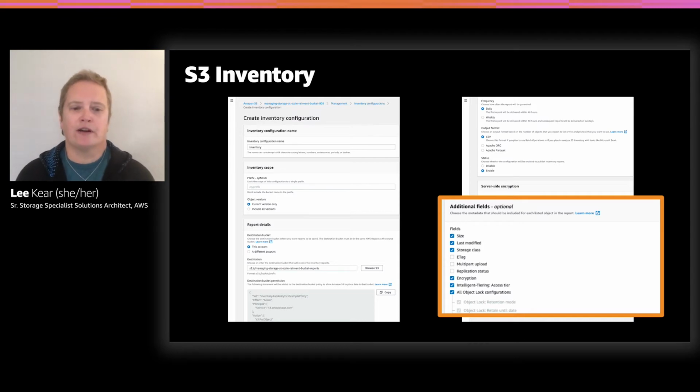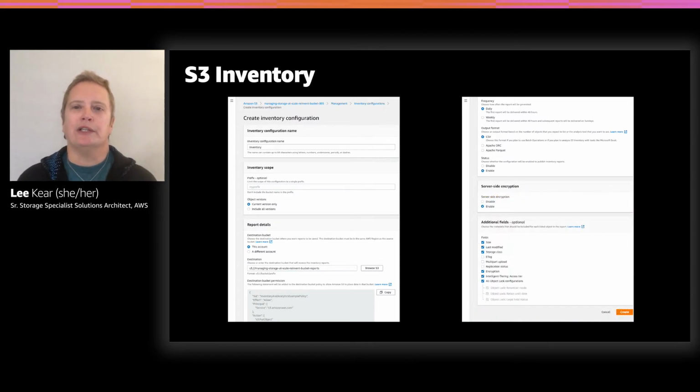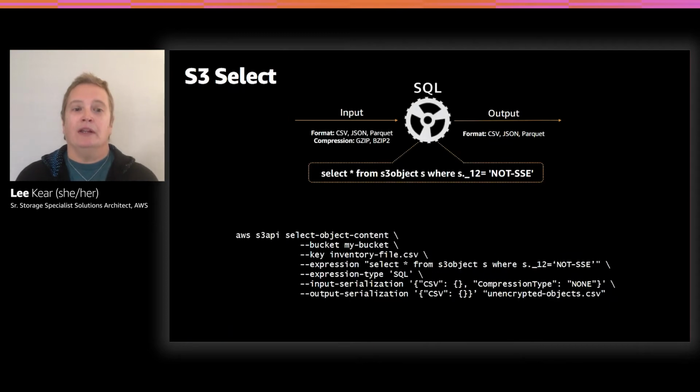So now we've created our report, and we want to wait for it to complete its first execution. Now that our newly created inventory job has outputted its first report, we notice that we do indeed have several objects in our bucket that have not been encrypted. We would like to use S3 batch operations to encrypt these items, but first we need a simple way to filter out the objects that have already been encrypted from our report.